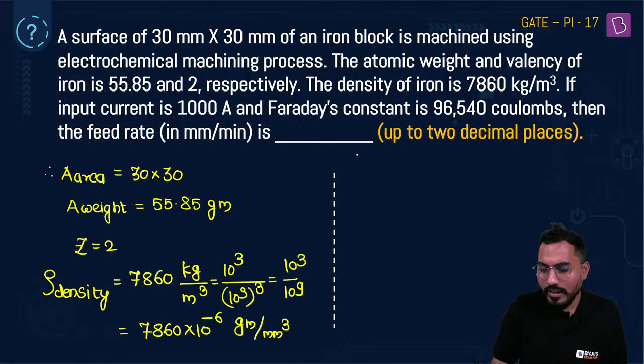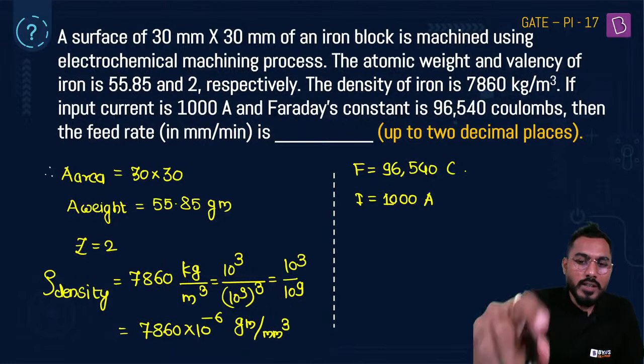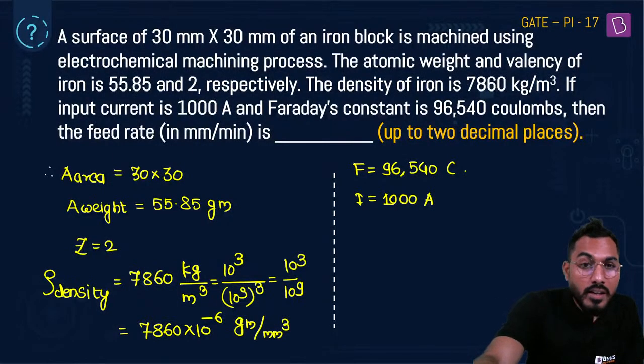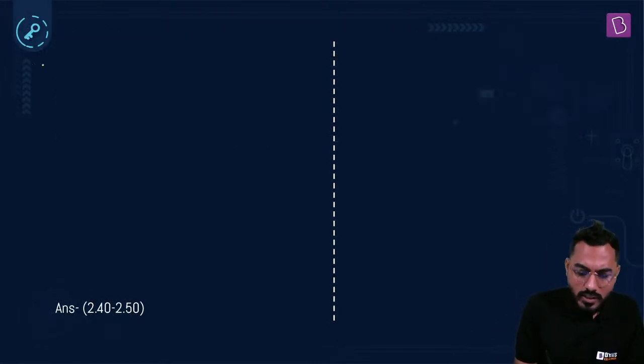Come on man, right? So F is 96,540 coulomb charge. Is it true? Yes. Current value I is 1000 ampere. Is there any doubt? Not a single doubt. Don't keep the doubt in the heart. When I am there, never fear. Right? Fine. What are you waiting for? Just put the value there.